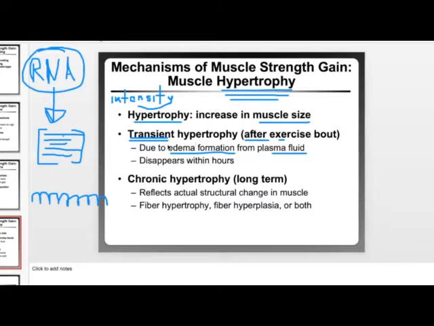Edema is swelling. So when I do a bout of intense enough exercise, there's going to be micro damage, and the white blood cells are going to travel to the site of the muscular damage and try to start to fix all of those little micro tears. What that's going to do is bring plasma fluid to that site and cause swelling. So that acute muscle growth that you feel right after exercise is due to an increase in fluid retention in that area, and typically will disappear.